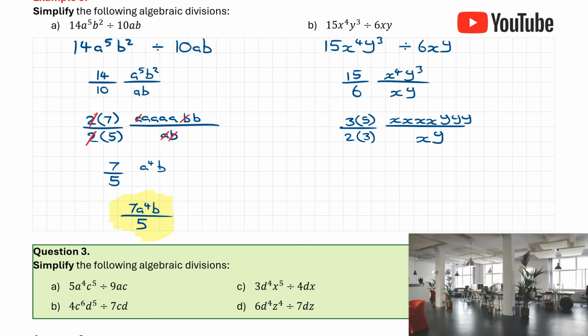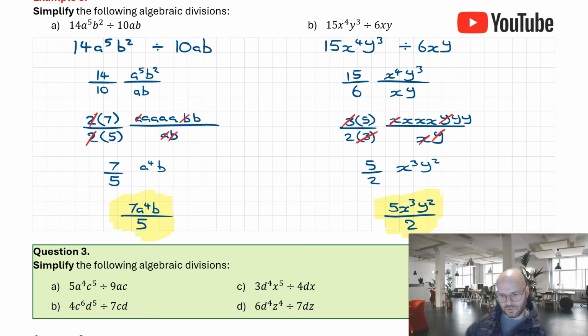Having a look at the cancel out here, I've got a 3 upstairs and a 3 downstairs, so they're going to go, and then the 5 and the 2, they're just going to stay. So I get 5 over 2. Next, I have the cancel out of 1 x and a singular y. So I'm going to get x to the power of 3, y squared. Hence, my simplified form is 2 downstairs, 5x cubed y squared. Okay, moving along.